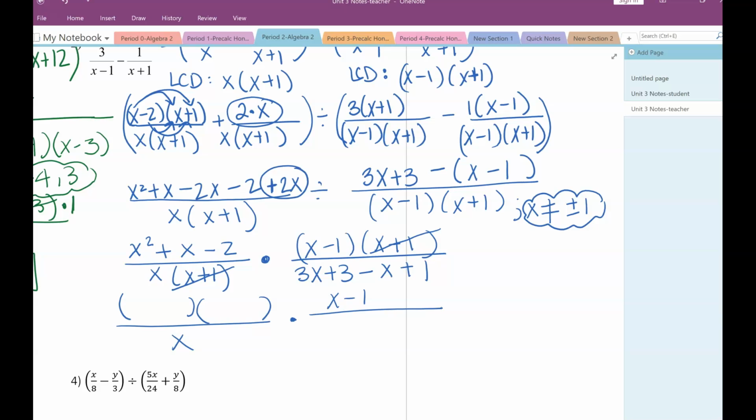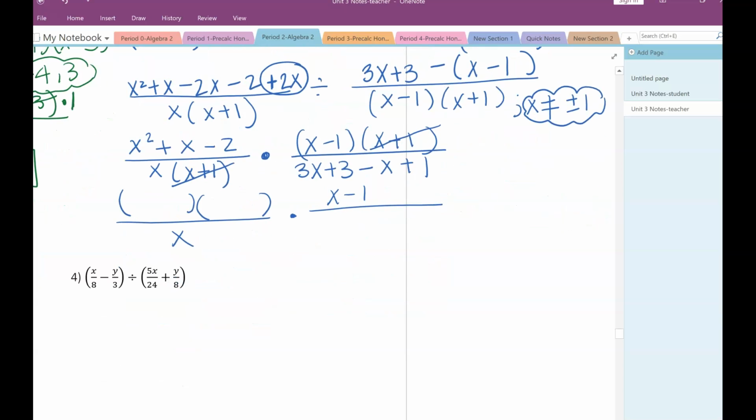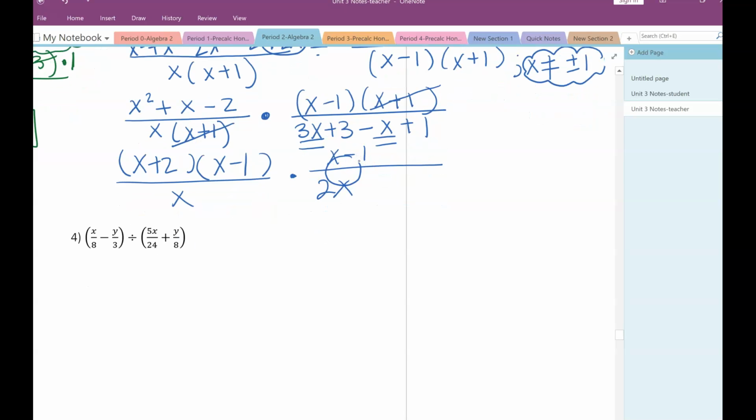Is she pretty close though? Yeah, okay. Is that better? Okay. X plus 2 times the quantity x minus 1 over my denominator of x times, since we already reduced the x plus 1, on the bottom, can I combine the 3x with that minus x, which is now 2x? 3 plus 1, this positive 3, which now I circled the wrong one, this positive 3 and the positive 1 will make a positive 4. So far, we're okay?